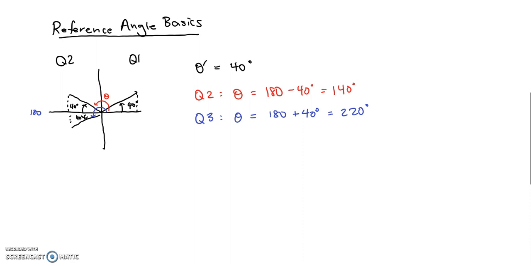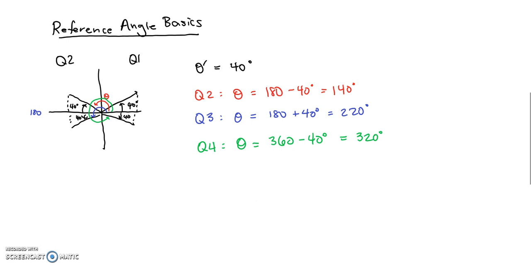And then the last quadrant is quadrant 4. Same triangle, 40 degrees right there. But this time we want the green angle, which is our angle in quadrant 4. So in quadrant 4, theta is going to be 360 minus 40, and that's going to be 320.